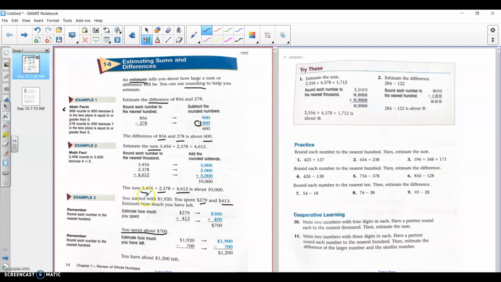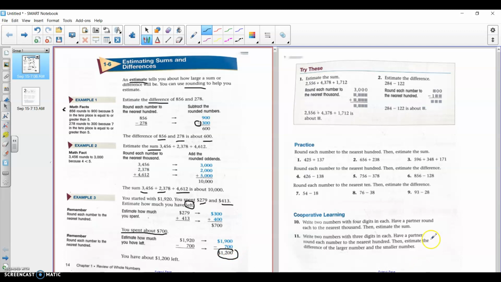Now, the question was, you started with 1,920. When you spend 700, how much do you have left? So 1,920, so we don't have to do a lot of math. We're just going to round to 1,900, which is pretty close right here. And then we're going to take our 700, and we're just going to do 9 minus 7 is 2, bring down your 1, and we know we have about $1,200 left.